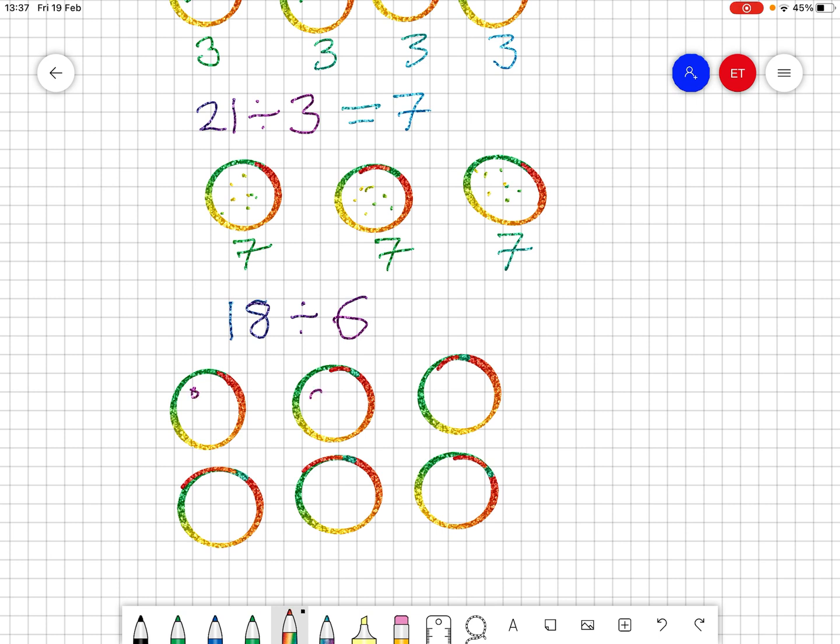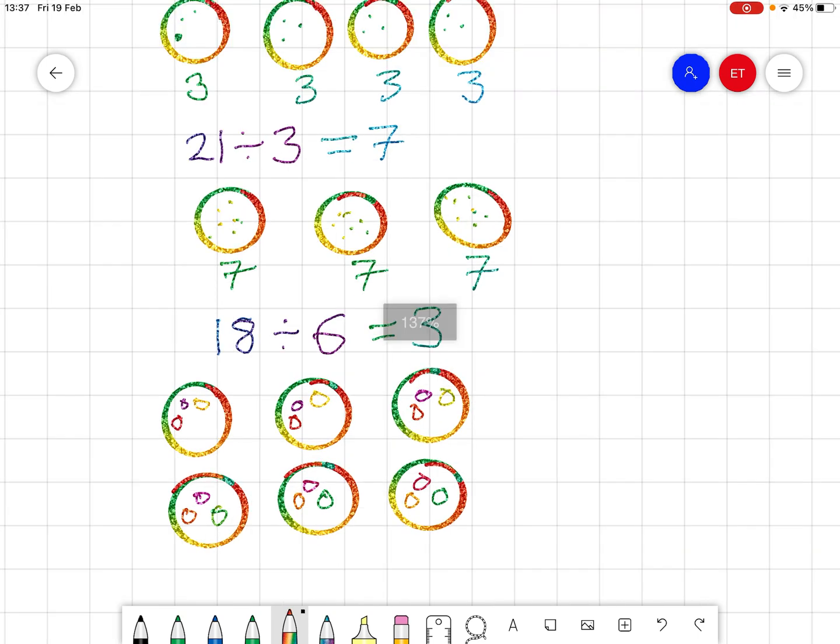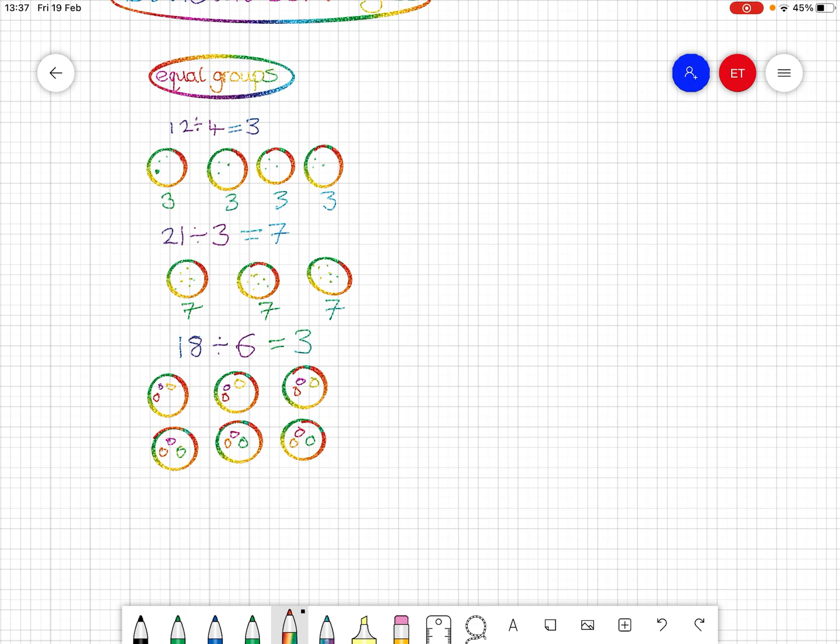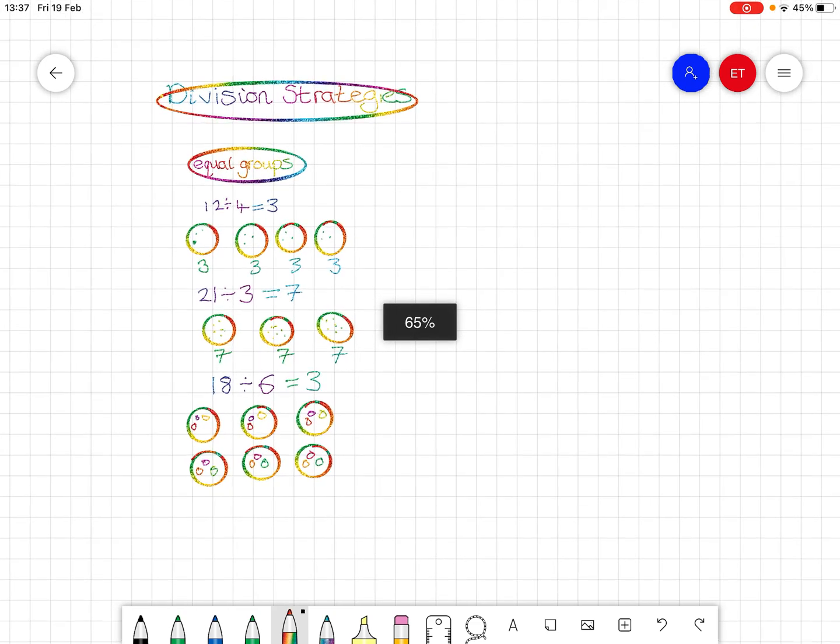So 1, 2, 3, 4, 5, 6, 7, 8, 9, 10, 11, 12, 13, 14, 15, 16, 17, 18. So we can see on each plate there is 3. There's 3, 3, 3, 3, and 3. So 18 divided by 6 equals 3. So that strategy is equal groups.